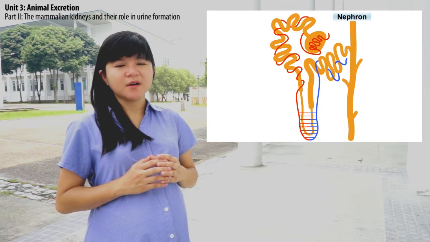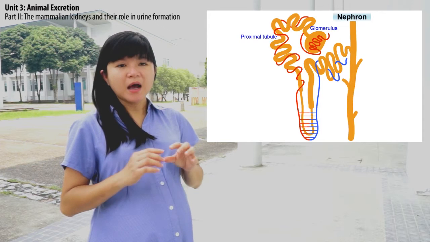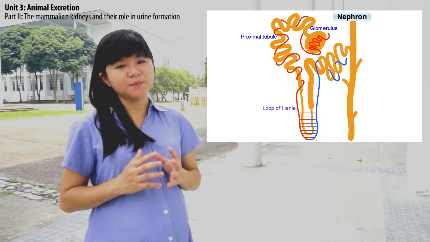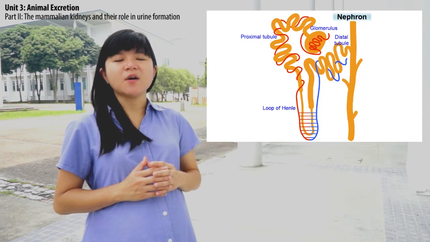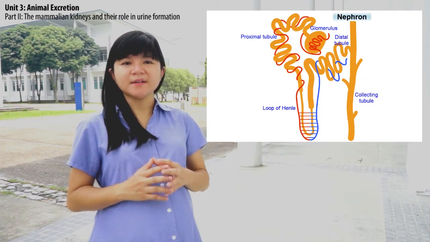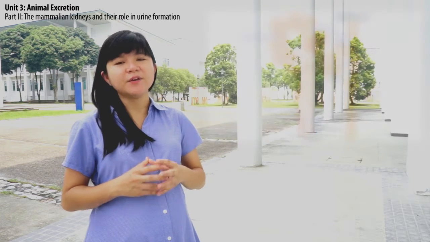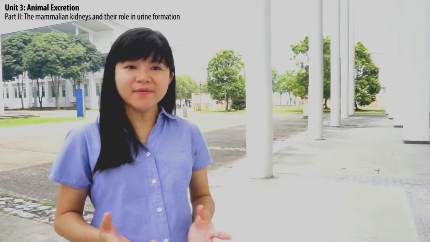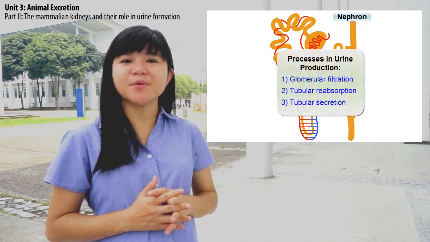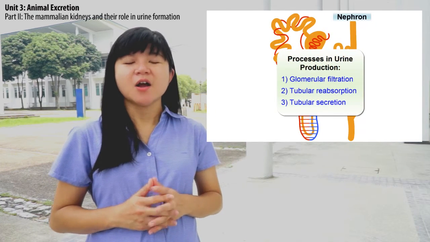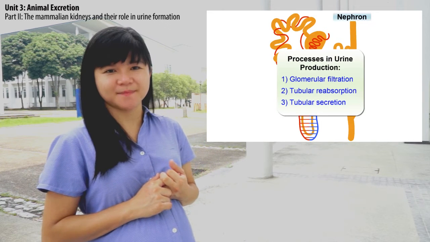Each nephron consists of a glomerulus that is connected to the proximal tubules, a long U-shaped tubule called the loop of Henle, extending to the distal tubules, and connecting to the collecting tubules. And collecting tubules transport the urine and deliver it to the renal pelvis and into the ureter. Have you ever wondered how urine is produced? To produce urine, three important processes are involved. These are glomerular filtration, tubular reabsorption, and tubular secretion.